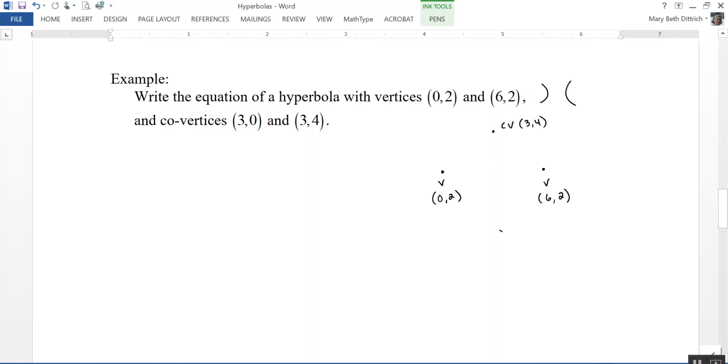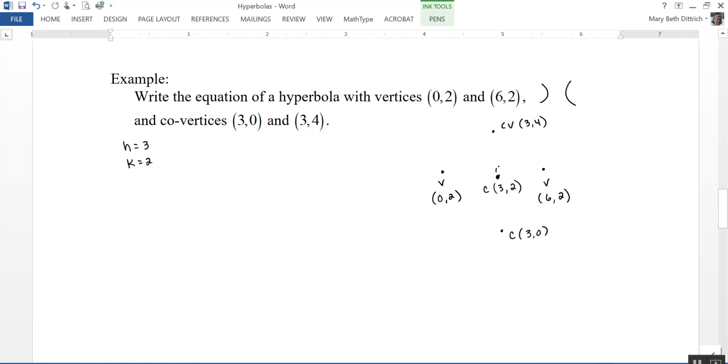And this is going to be a covertex at the point 3, 0. Notice that the x-coordinates are the same, so these lie on the line x equals 3, and the only thing that's different are my y coordinates. So from that, I can tell that the center is going to be this point here. So my center is going to be the point 3, 2. So that means that h is equal to 3, k is equal to 2.